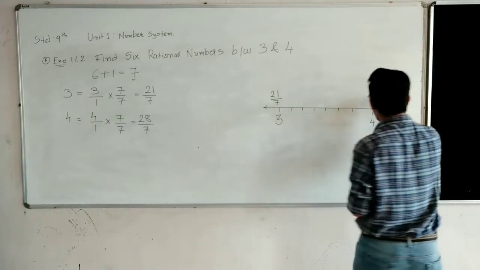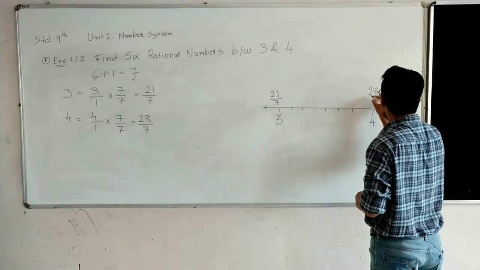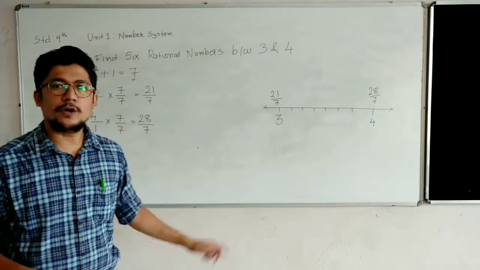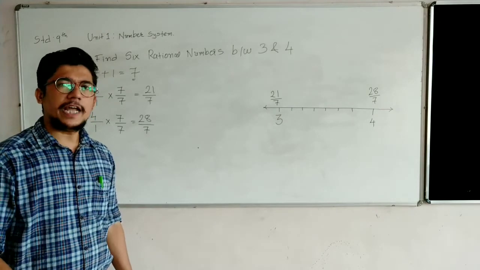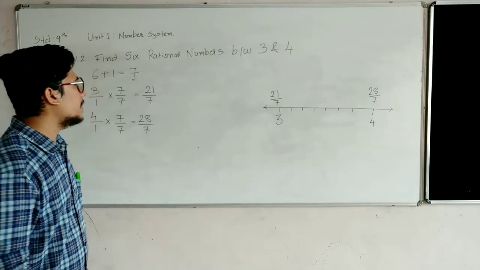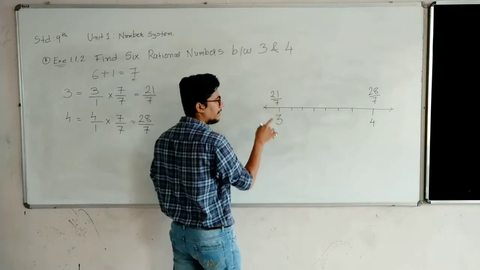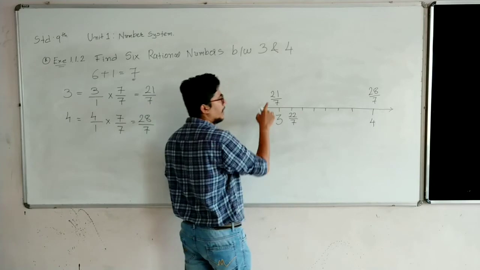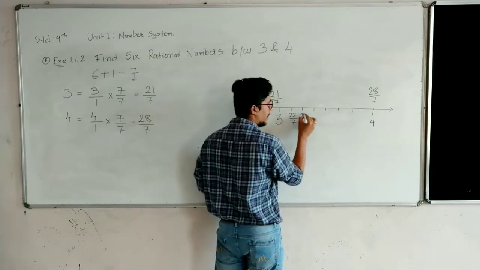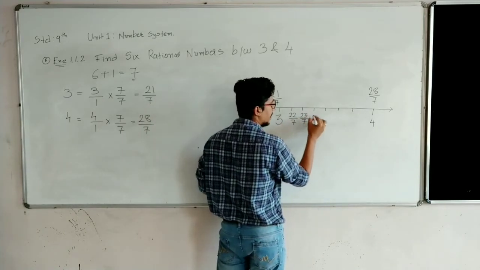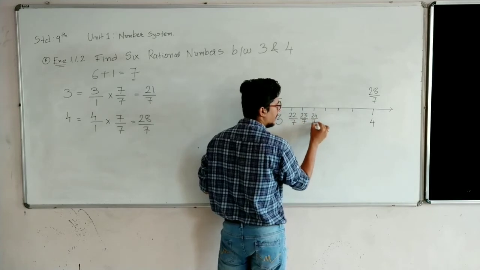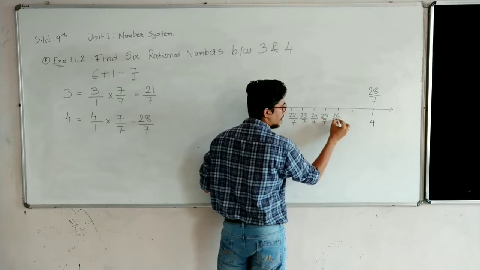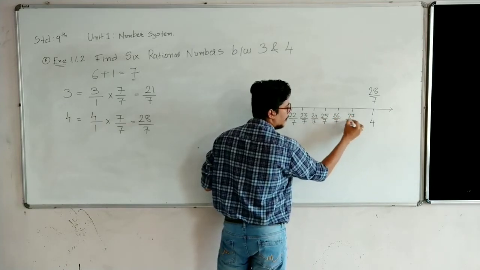4 can be written in the form of 28 by 7. So as I said in the last problem, you have to do nothing, just add one number in the numerator each time. So here 21 by 7 is there, so next number will be 22 by 7. 22 by 7 is there, next number will be 23 by 7. 24 by 7. 25 upon 7. 26 upon 7. 27 upon 7.